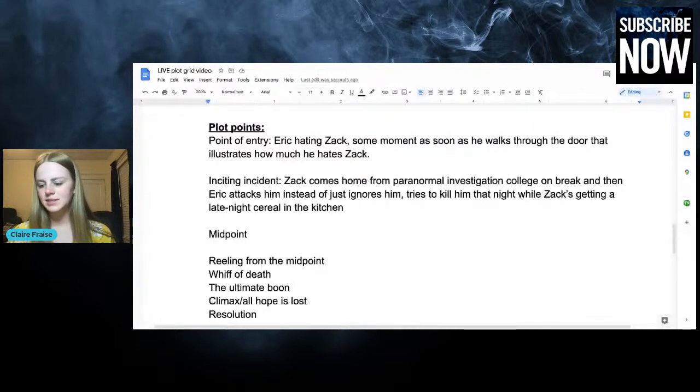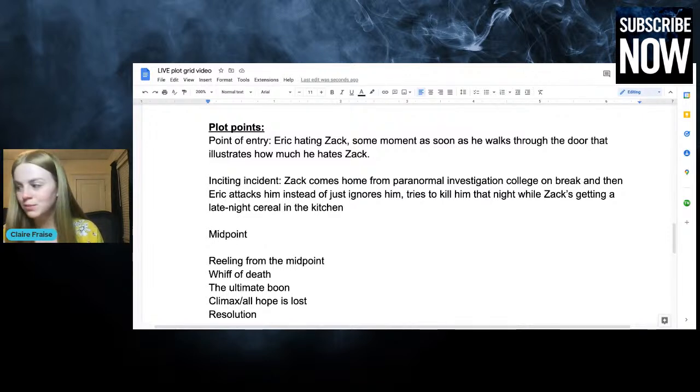So usually the midpoint has to be something like they reveal a crucial piece of information, or they discover that there has to be some reversal where things are not exactly what they seem. So a potential midpoint, I'm going to drink some water because my throat's getting dry from all this talking. But a potential midpoint could be them discovering that the alien is the mom, unless we wanted to save that for a huge reveal in the climax.